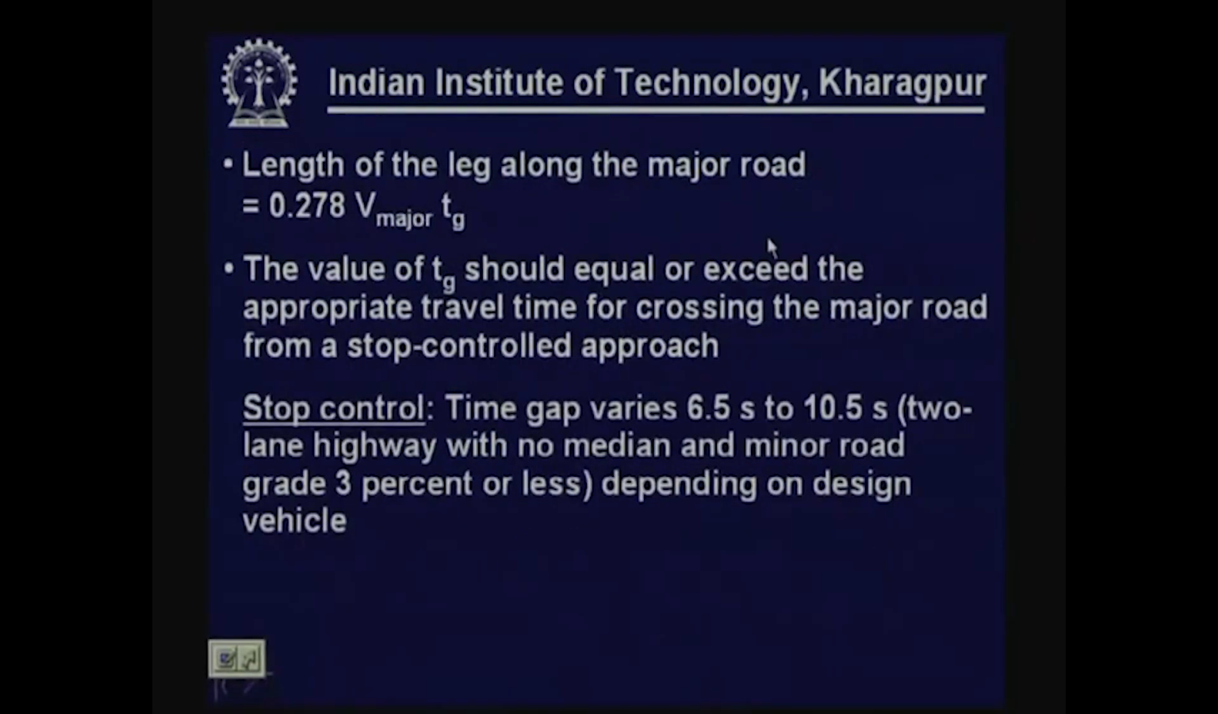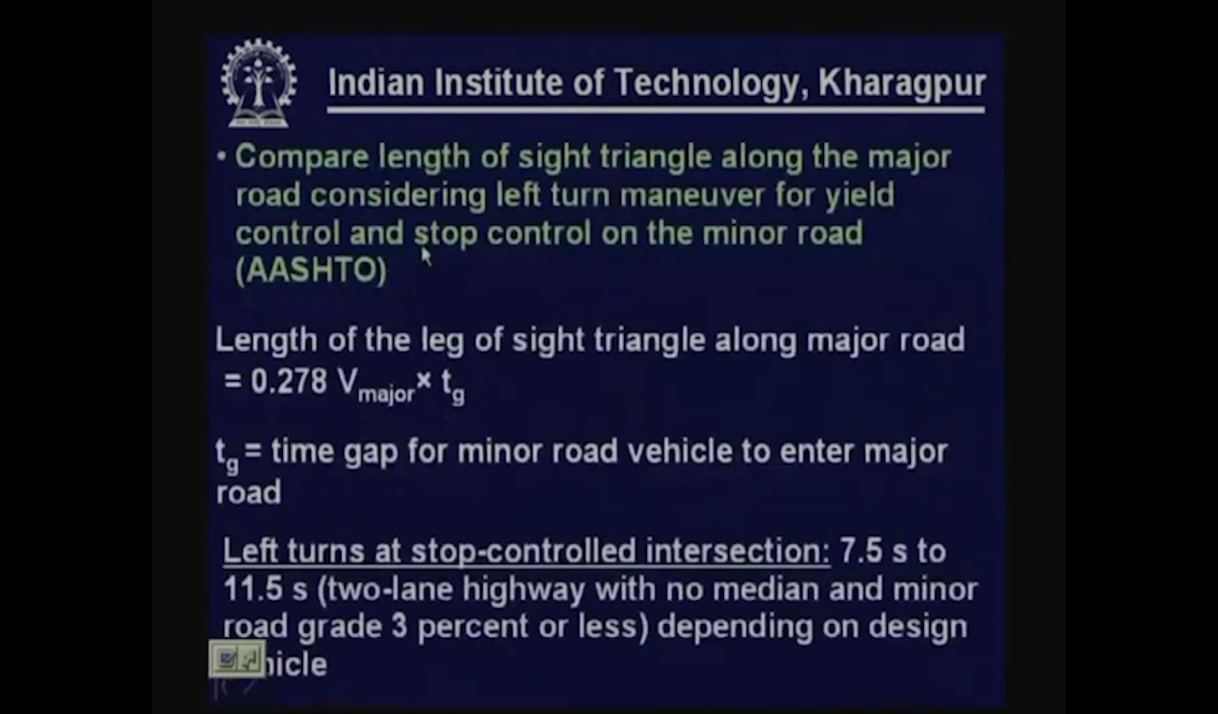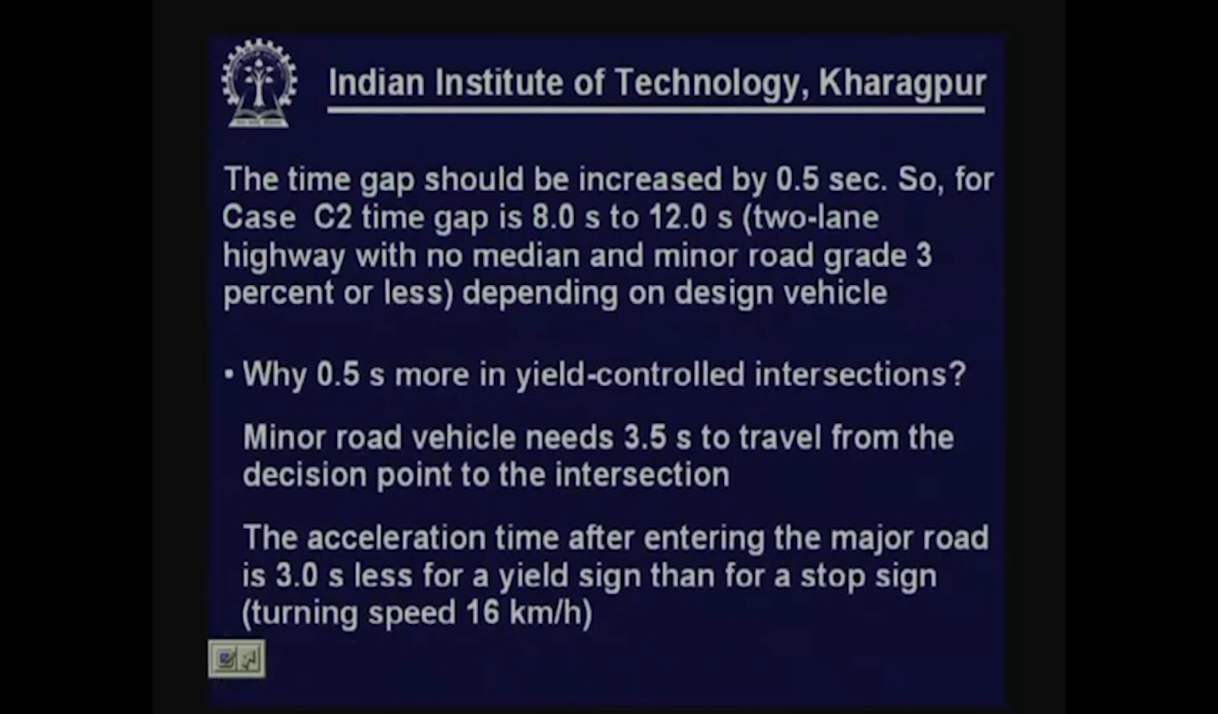So, length of the leg along the major road can be calculated as 0.278 into V major into this time. Now, compare length of the side triangles along the major road considering left hand maneuver for yield control and stop control. Basically, both approaches are the same. It is 0.278 V major multiplied by the time gap for the minor road vehicle to enter the major road. In one case, for stop control, it is 7.5 seconds to 11.5 seconds depending on the design vehicle, but in the other case it is 8 seconds to 12 seconds, half a second more.